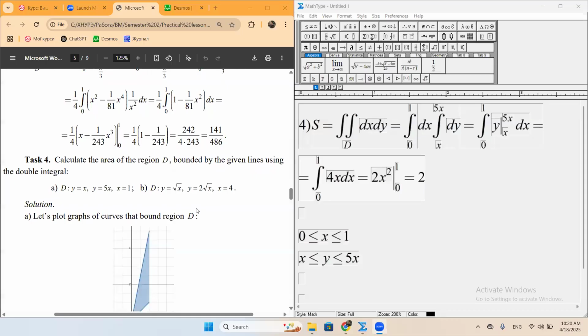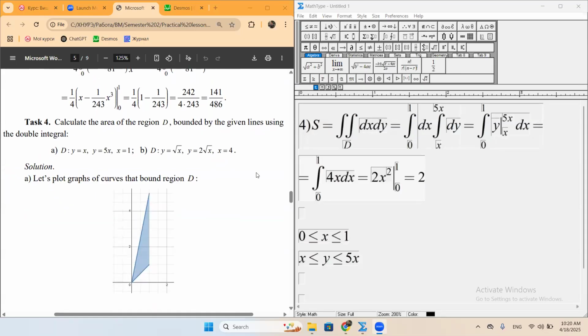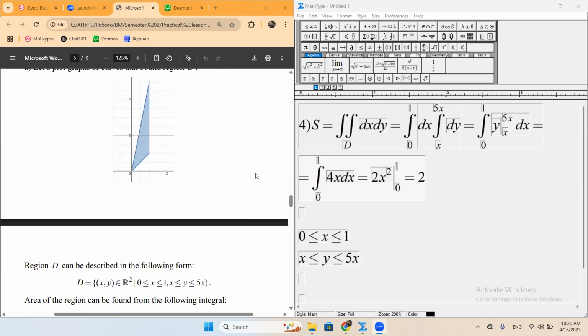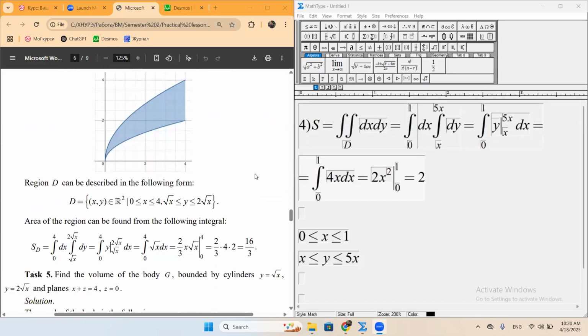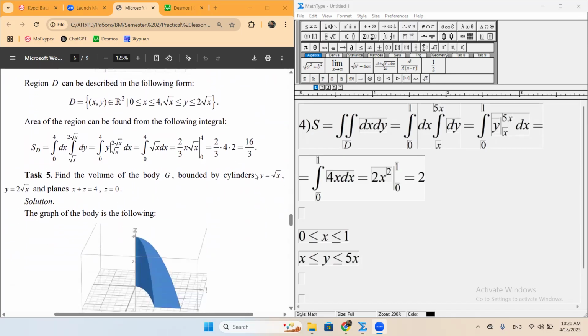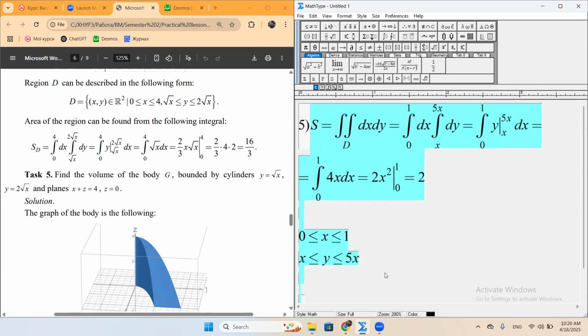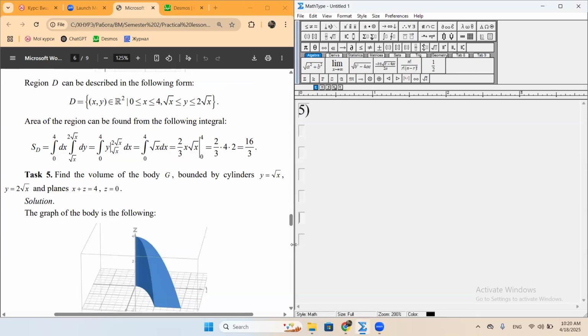Let's continue. So we'll skip part B. Actually, it is analogical, but with different limits of integration. But the idea is the same. So now we'll use a double integral to calculate the volume. So we have the following body, it is bounded by cylinders.